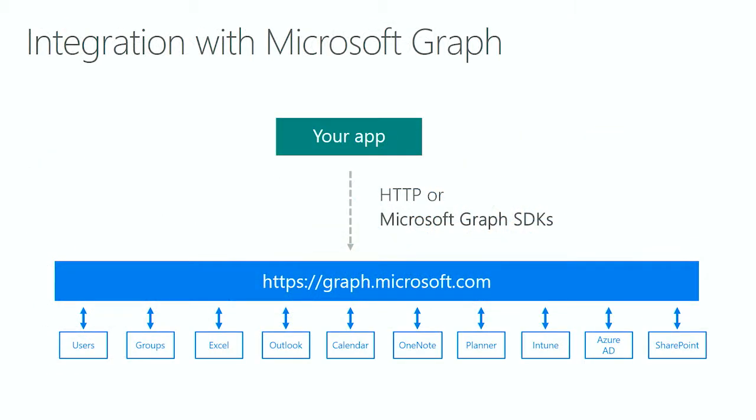Speaking of which, integration with Graph is really simple. Your app can talk to Graph with either HTTP or with Microsoft Graph SDKs. We have client libraries available for platforms like .NET, Java, Android, JavaScript, TypeScript, PHP, and many more. And instead of talking to each of the underlying services, you can talk to a single endpoint.